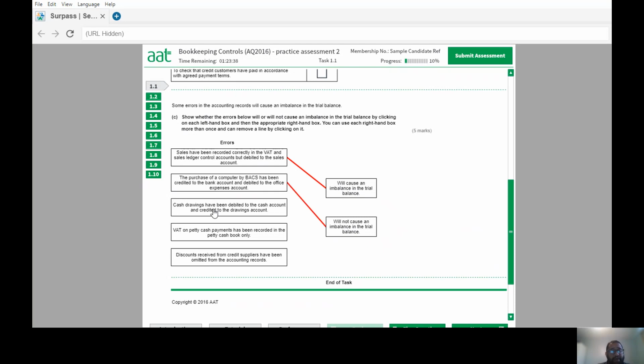Okay. Cash drawings have been debited to the cash account and credited to the drawings account. So again, normally if it's a cash drawing, cash will be coming out of your cash account. So it will be a credit in your cash account and a debit in your drawings account, because drawings will be opposite to your capital. But here the entries are reversed. But even when reversed, what you have to remember is your debits are there and credits are there and both amounts are matching. So this will not cause an imbalance. So let's select down here.